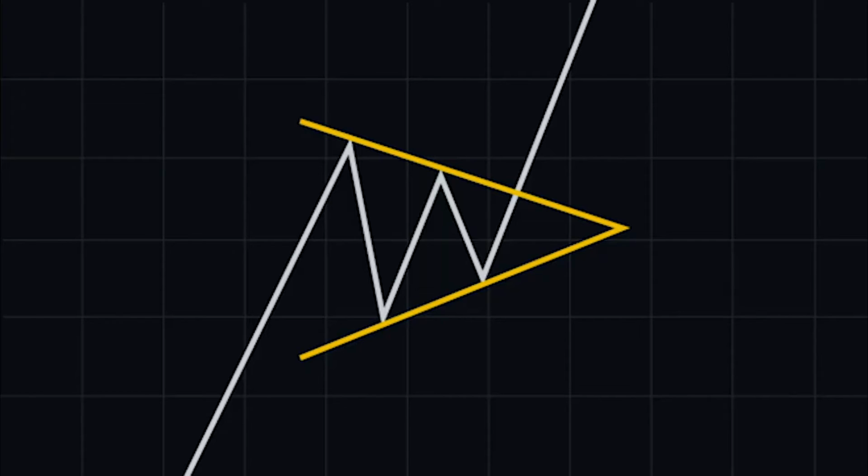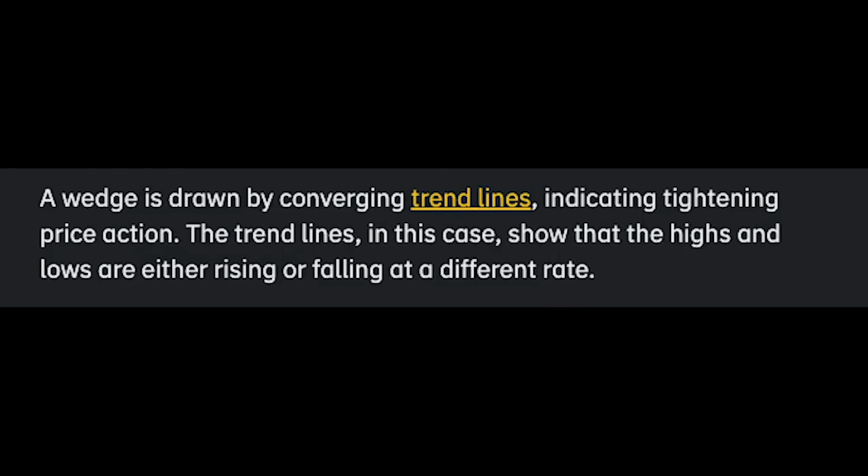Symmetrical triangle. Now, the symmetrical triangle is drawn by a falling upper trend line and a rising lower trend line, both happening at roughly an equal slope. Now, the symmetrical triangle is neither a bullish nor a bearish pattern, as its interpretation heavily depends on the context, namely the underlying trend. On its own, it's considered to be a neutral pattern, simply representing a period of consolidation.